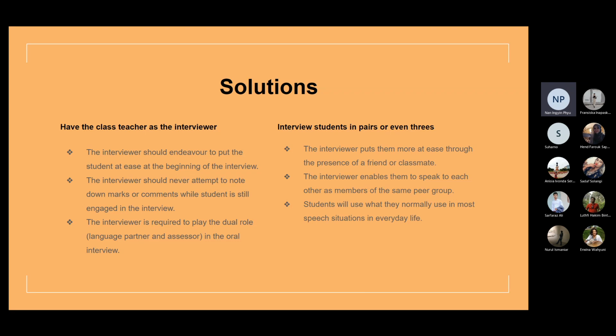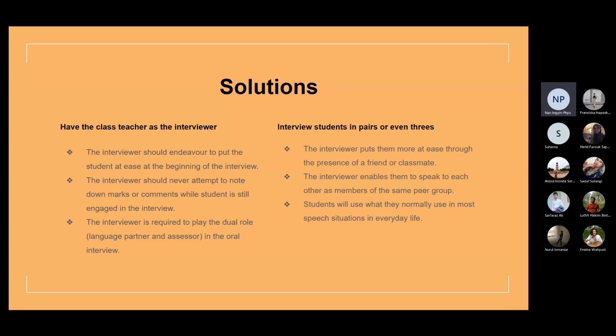If the teacher is starting to note down while the student is still speaking, still in the interview, it will make them feel like, oh, they are taking notes again. Those kinds of reminders will come up, and it will also make the interviewee, the student, tense.